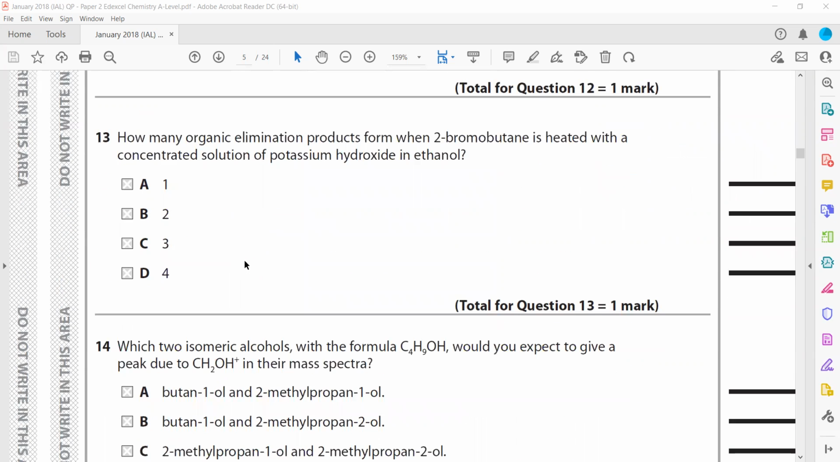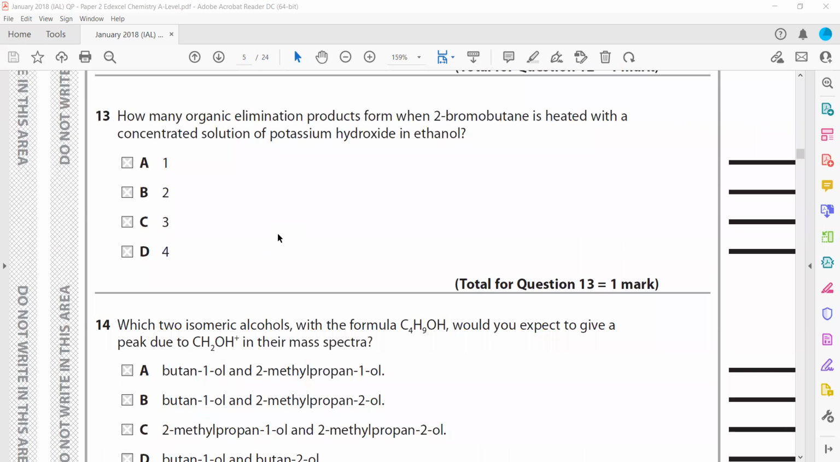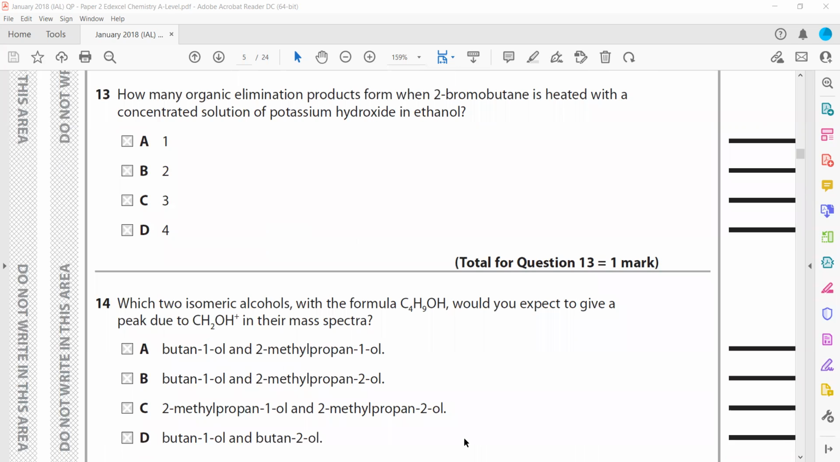Then, how many organic elimination products form when 2-bromobutane is heated with a concentrated solution of potassium hydroxide in ethanol? So basically an elimination reaction will occur. We have 2-bromobutane, which means 4 carbons: 1, 2, 3, 4. This is CH3, this one is CH, this one is CH2, and this one is CH3.